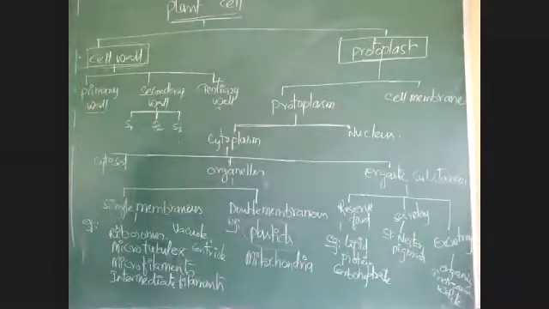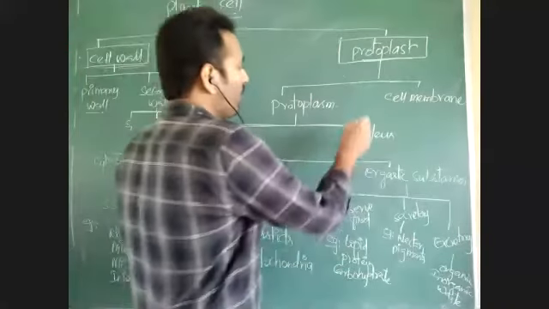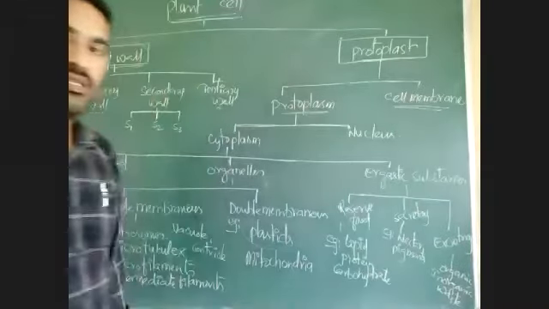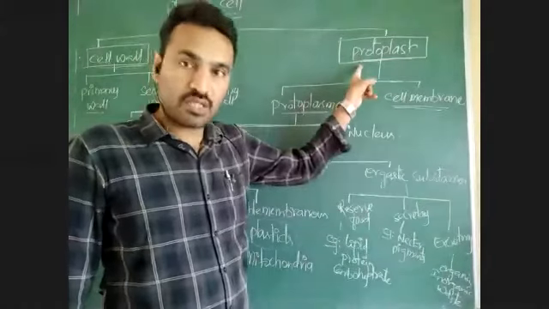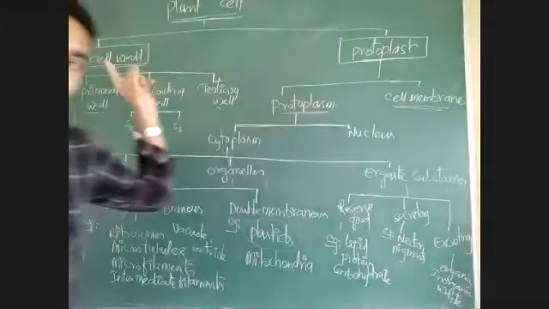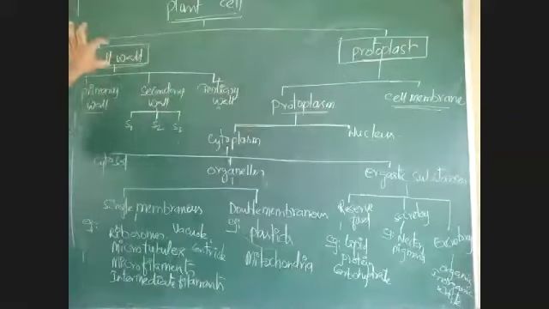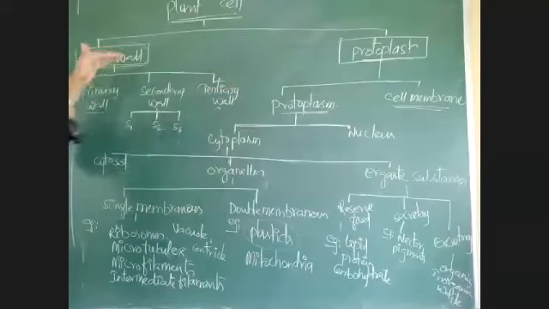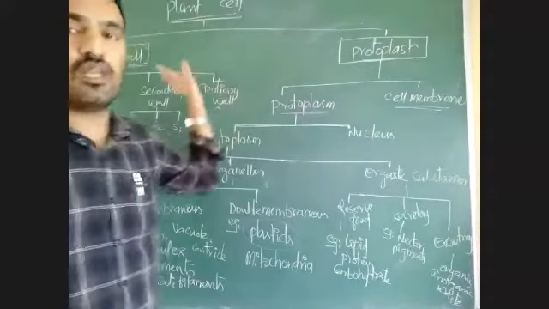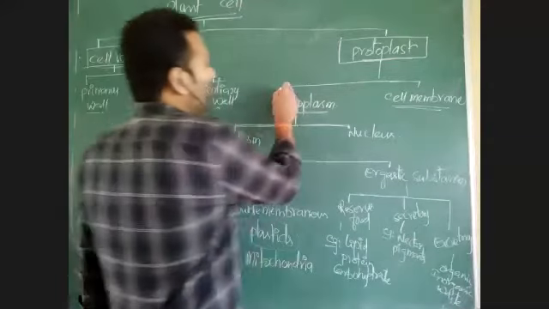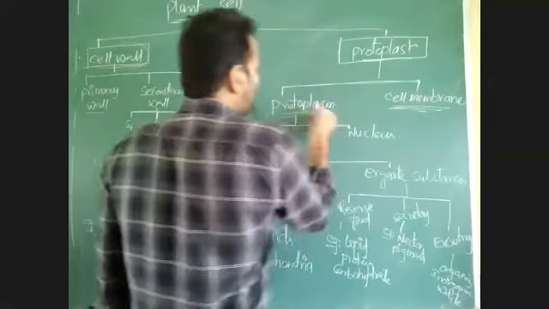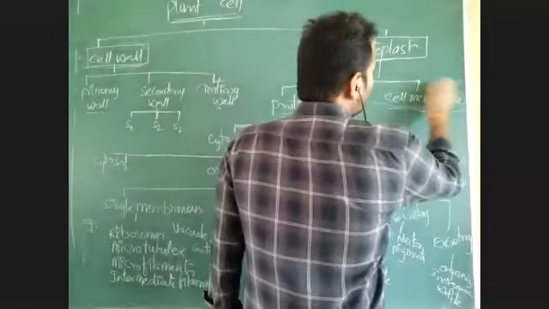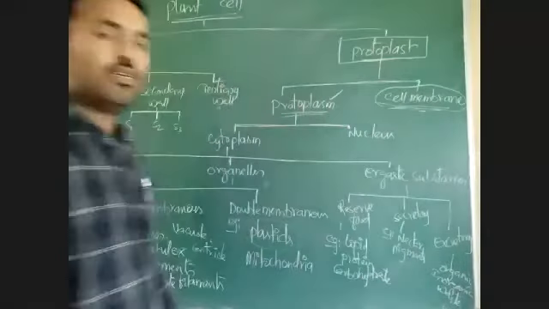That protoplast is made up of a cell membrane and protoplasm. Animal cells have only the protoplast structure, whereas plant cells have the protoplast along with the cell wall. That is the difference. Then that protoplast is divided into cell membrane and protoplasm. The outermost layer of the protoplast is the cell membrane. Except this cell membrane, the total remaining structure is called protoplasm.